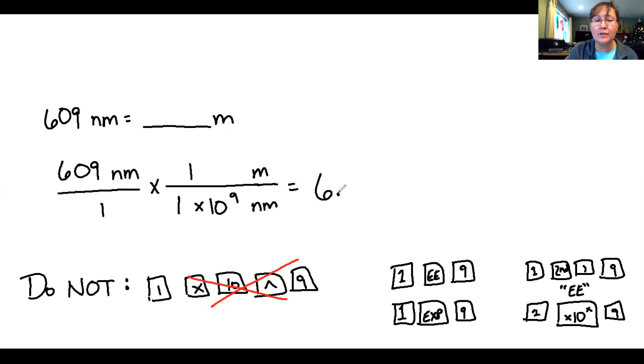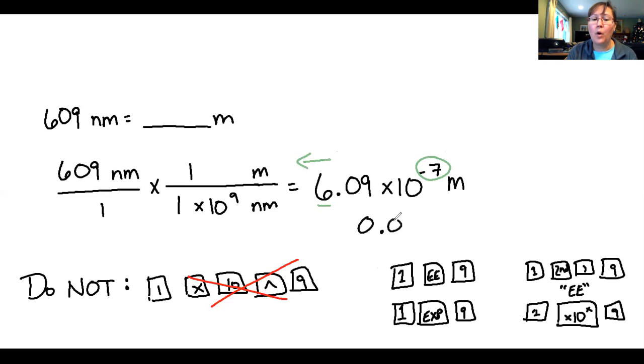Okay, so here, this answer becomes 6.09 times 10 to the negative 7th meters. I much prefer this to be in scientific notation. However, in standard notation, let's see what that would be. We have this negative 7 here, and that means that our decimal point is going to go the other direction. This counts as our first place, okay? So we would count 1, 2, 3, 4, 5, 6, and then the 7th place is the 6.09. And that's how we would do that particular conversion.